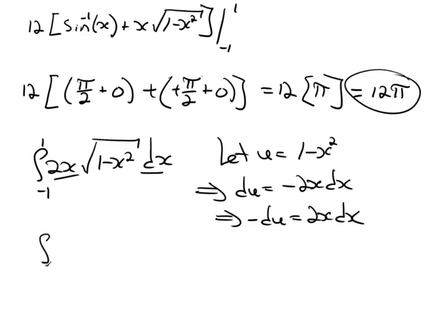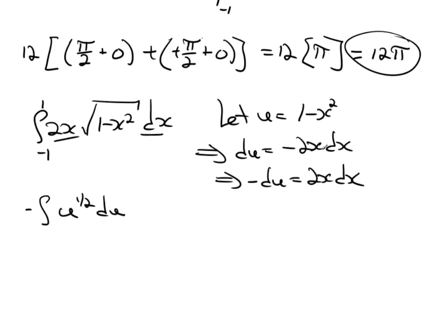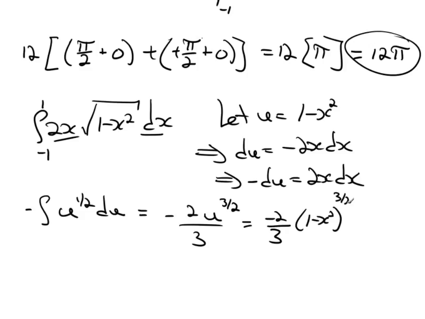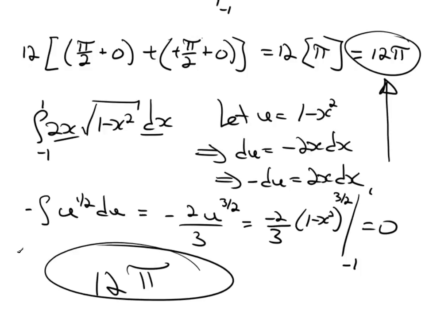So this is going to be the negative of the integral of u to the 1/2 du, which is going to be a negative u to the 3/2 divided by 3/2, which is multiplied by 2/3, which is going to give me negative 2/3 times 1 minus x squared to the 3/2 evaluated from -1 to 1, which is 0. So my solution really is simply 12 pi.